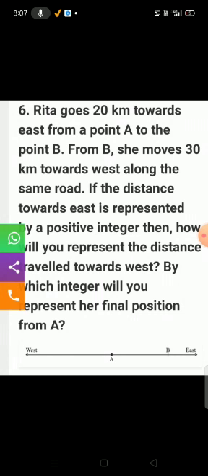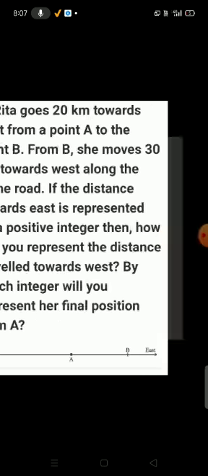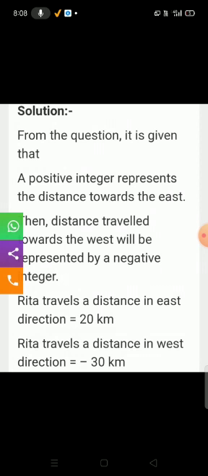If the distance towards east is represented by a positive integer, then how will you represent the distance travelled towards west? By which integer will you represent her final position? From the question it is given that a positive integer represents the distance towards the east, then the distance travelled towards the west will be represented by a negative integer.